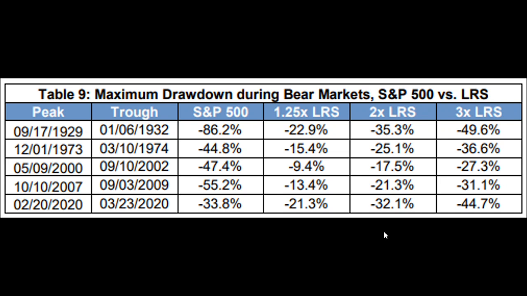Using these rotation strategies with leverage, we can mitigate drawdown quite a lot, as I mentioned earlier. This is just showing 5 bear markets and their drawdowns on the S&P 500 versus the leveraged counterparts' drawdowns. And we can see, for the most part, with the leveraged counterparts, we're looking at less of a drawdown.